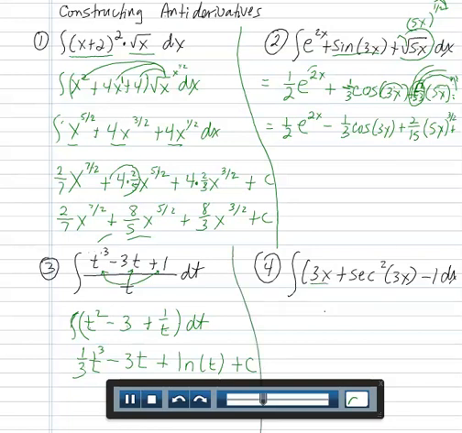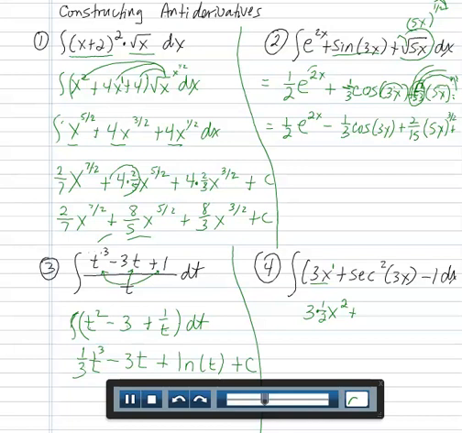Alright, finally number 4. What did you take the derivative of to get 3x? Well, the 3 will just come along as a constant multiplier coefficient on the x. We'll increase this power of 1 to 2. The 2 coming up front didn't survive the process. There must be a 1/2 out front.